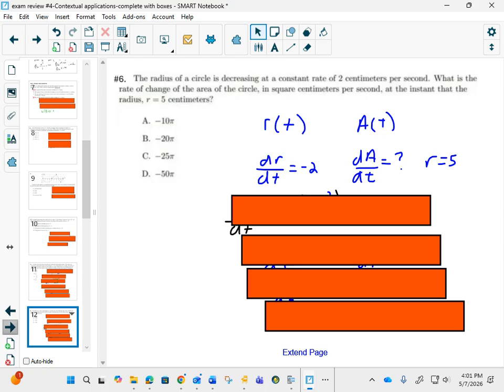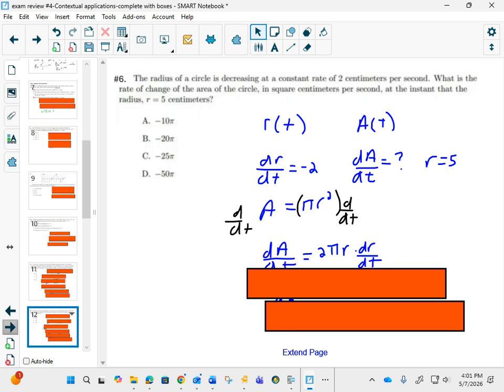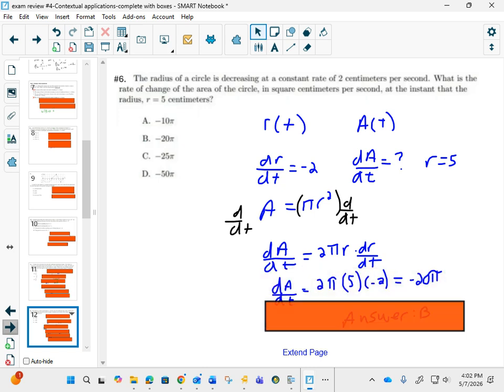Now, can we create a formula? Yes, this is a circle. So your area of a circle formula is pi r squared. We take d/dt of both sides. And then we can just plug our values in.